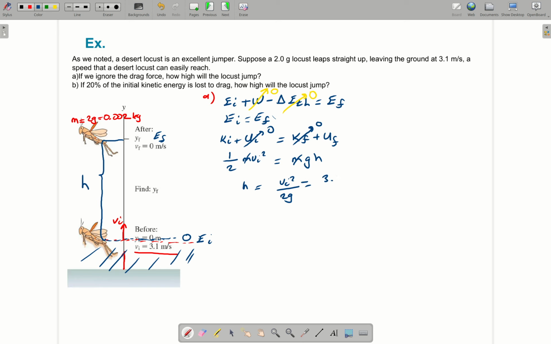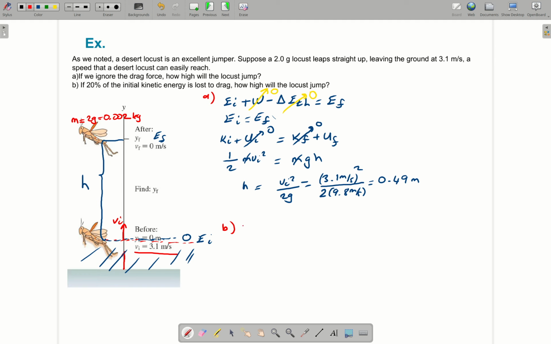Initial speed 3.1 meters per second. I'm going to square that. Divide by 2 times g. And that will give me a height of 0.49 meters. Alright, part B is a little bit more interesting and involving. If 20% of the initial kinetic energy is lost to drag, how high will the locus jump?